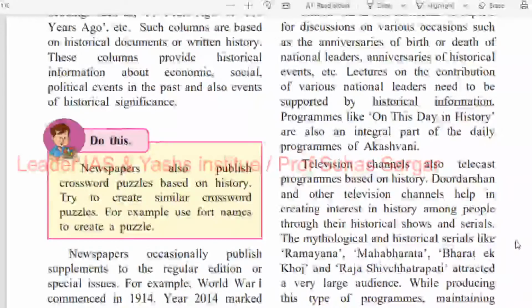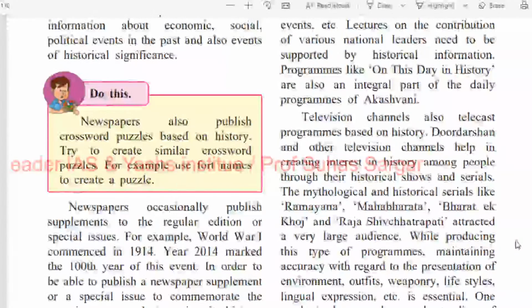In box, do these. Newspapers also publish crossword puzzles based on history. Try to create a similar crossword puzzle. For example, use fort names to create the puzzle.